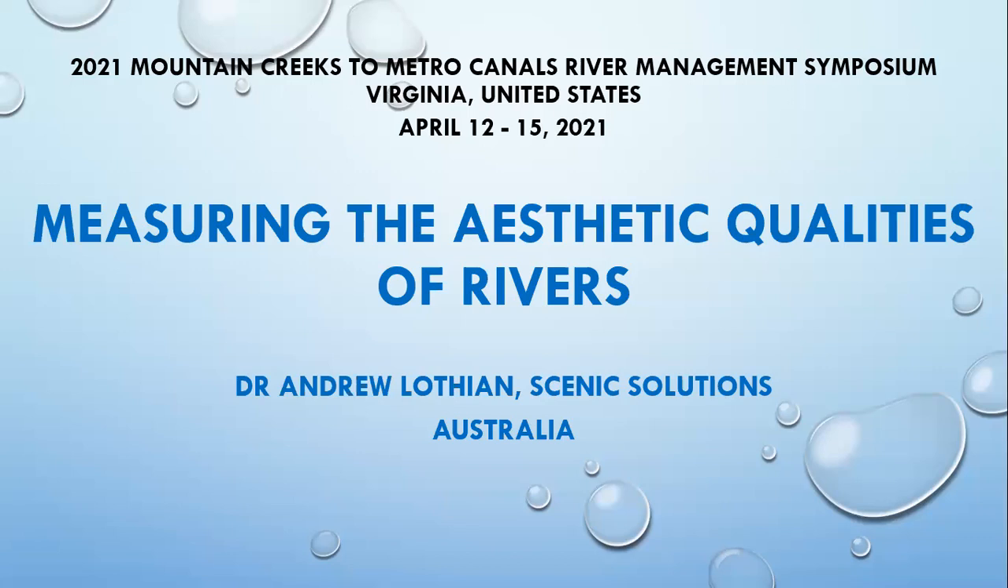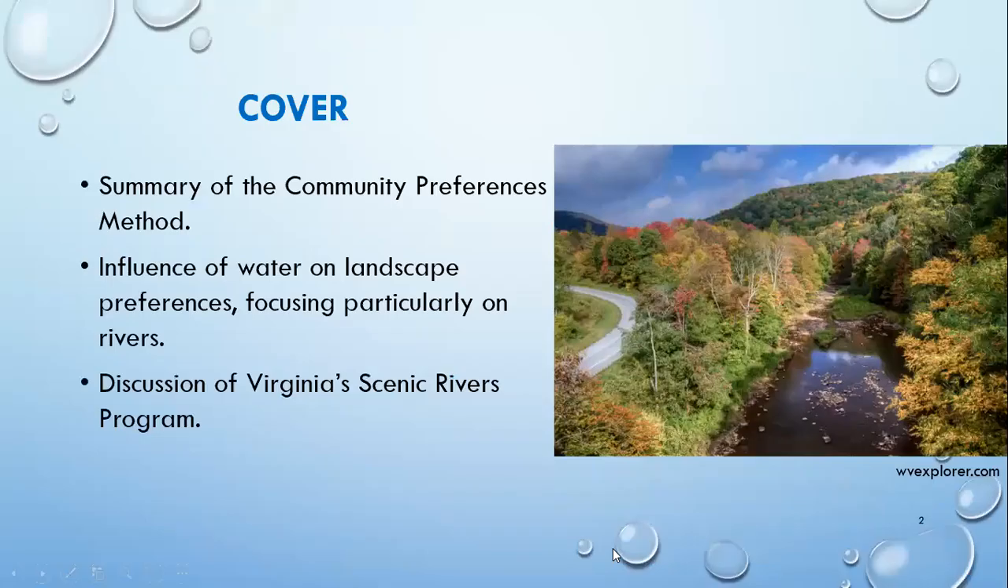This afternoon, I'm going to be speaking on measuring the aesthetic qualities of rivers. I'm going to cover the community preferences method that I developed to measure and map scenic quality, then talk about the research on the influence of water on landscape preferences, focusing particularly on rivers, and finally discuss a little bit of Virginia's Scenic Rivers program.